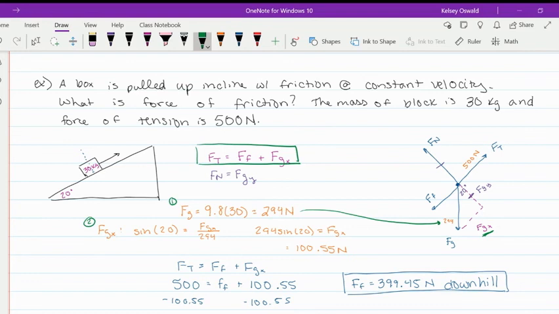Okay. But our problem is looking to find force of friction. So again, we need to go back to this relationship. We know that our force of tension is equal to force of friction plus Fgx. So now if we look at our problem, it tells us our force of tension is 500 newtons. So we're able to plug that into our equation. And we just found that Fgx is equal to 100.55 newtons. So we plug in the values that we know into this equation, subtract 100.55 from either side, and we'll find that our force of friction then has to be 399.45 newtons downhill.